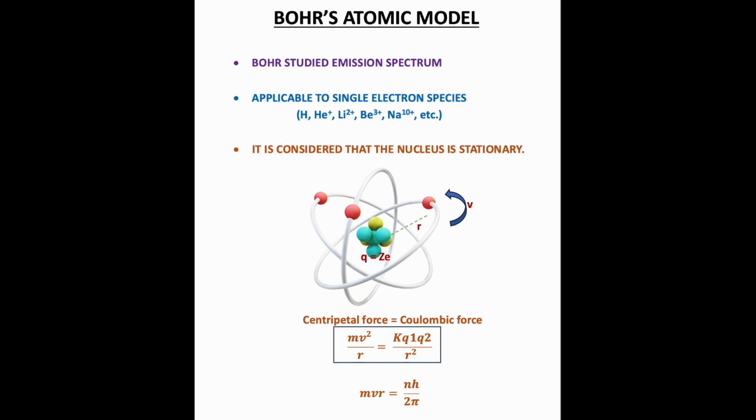So one of the postulates of the Bohr atomic model is that out of all the infinite number of orbitals which exist in that particular atom, the electron is found in that particular orbital wherein the angular momentum of the electron is an integral multiple of h upon 2 pi. That means it should contain that much amount of energy.